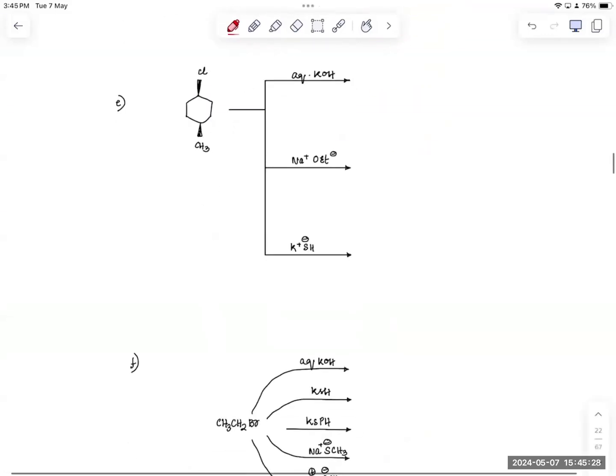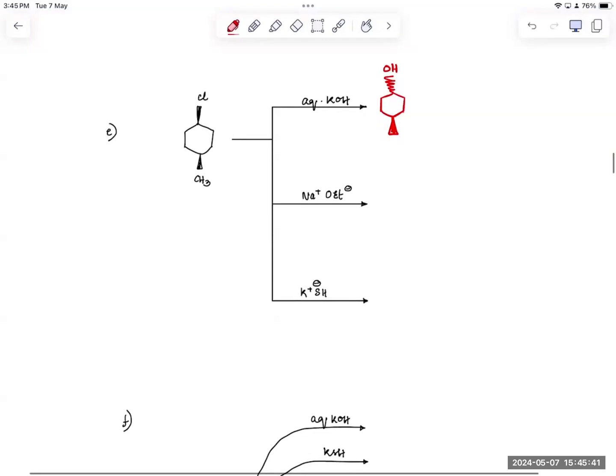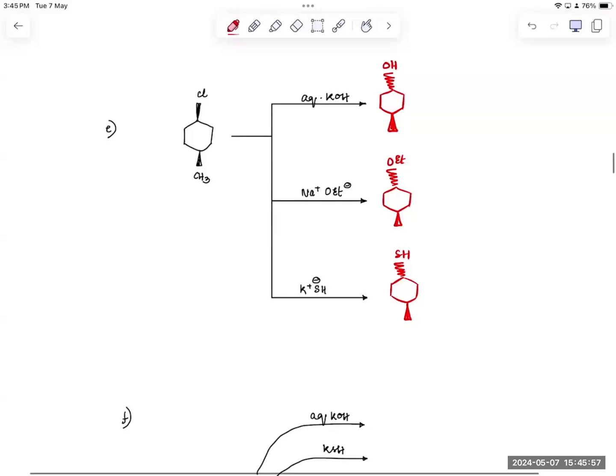See the next one. Aqueous KOH. Again, the product would be OH going inside. Methyl will remain this way. OEt. Same logic here. OEt will go inside. CH3 will be like this. SH minus, that will go inside, and CH3 will remain like this. These are the products you will get.